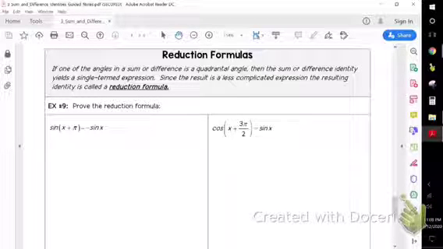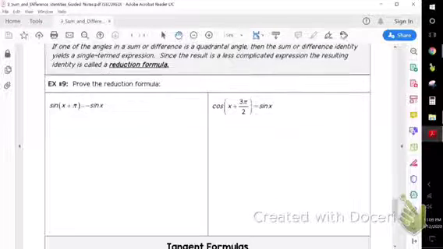It says if one of the angles in a sum or difference is a quadrantal angle, then the sum or difference identity yields a single-termed expression. Since the result is a less complicated expression, the resulting identity is called a reduction formula. So a reduction formula is just the smaller formula. It's smaller because one of the angles that's involved is a quadrantal angle. So it wants us to prove these reduction formulas.